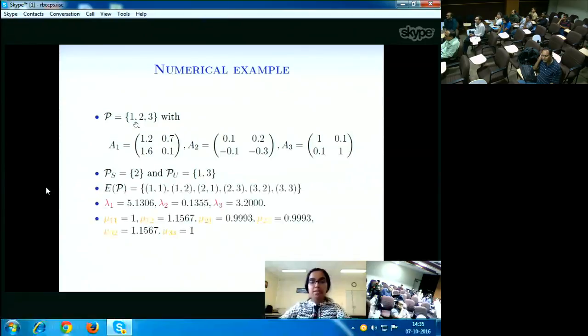Before ending the first set of results, we will take a look at a numerical example. So we have three systems in the family. System 2 is asymptotically stable, and systems 1 and 3 are unstable. So it is allowed to dwell on the unstable systems but not on the asymptotically stable system, which makes this problem even more interesting. Now we construct the Lyapunov-like functions and then calculate the scalars.